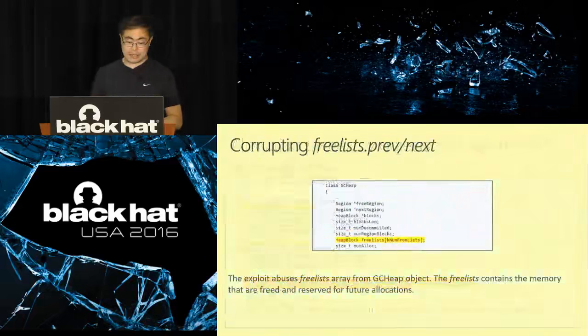But in this case, it uses a very interesting technique, and that is the free list override. If you look into class GC heap, it has a free list array.